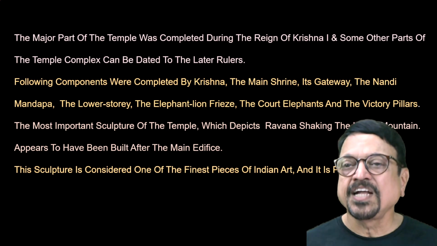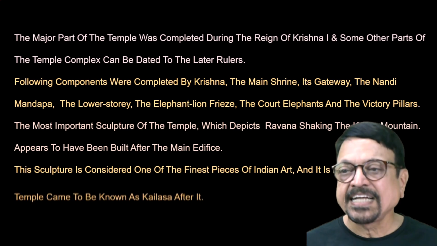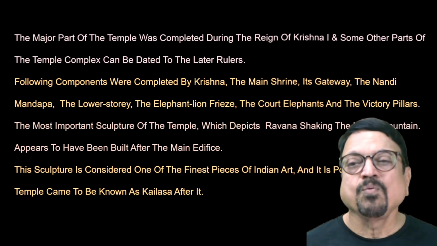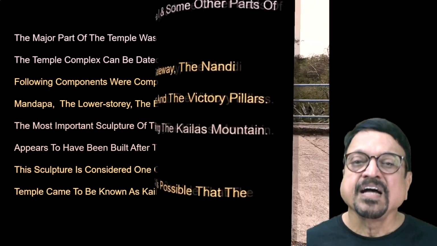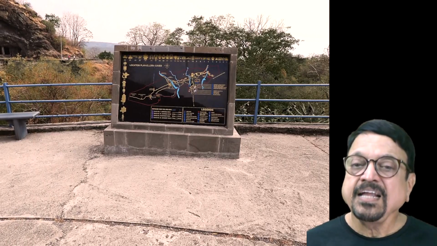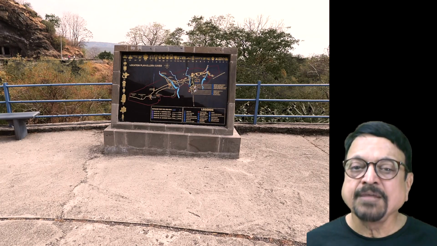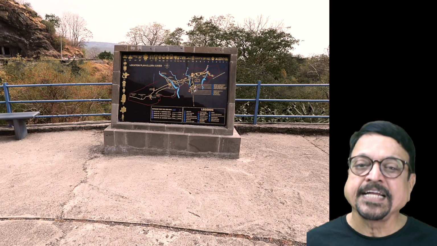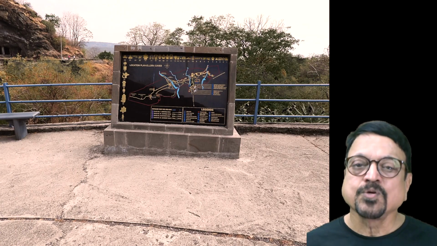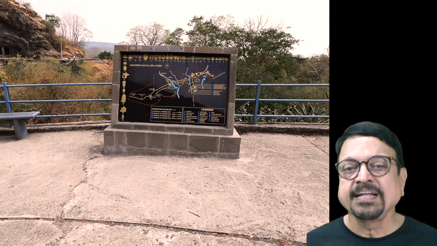The sculpture is considered one of the finest pieces of Indian art, and it is possible that the temple came to be known after Kailasa. Now why was it known as Kailasa? Earlier the temple was totally painted white, and it looked as though it was within the snow. So why was the name Kailash given? One reason is that it was dedicated to Lord Shiva, and second, it looked like Kailash because of the white coating made on the outside of the temple.